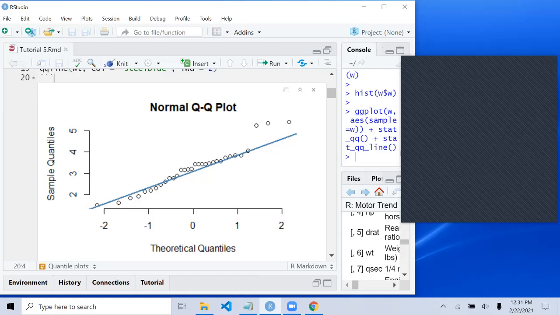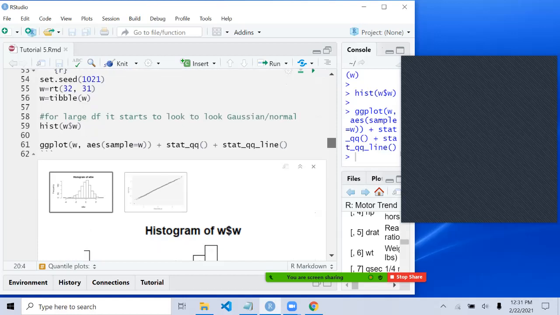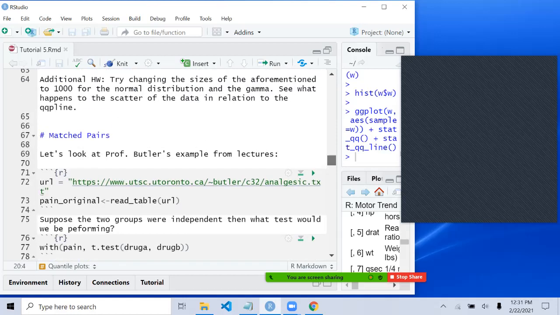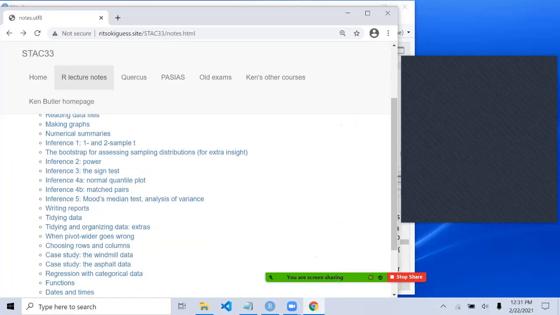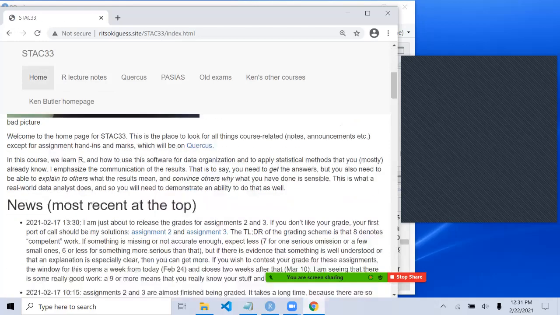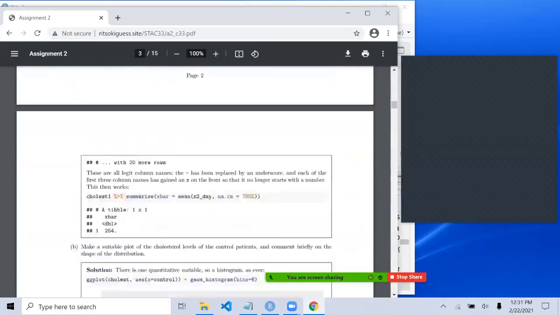Cool. Now, when is this going to help you? It might actually help you when you look at the matched pairs, especially when you have small sample sizes. So this QQ plot might actually help you when, oh, sure. If you go to Ken's assignment 2 solutions, that's a good question. So he has the formula here. So I think it's here.